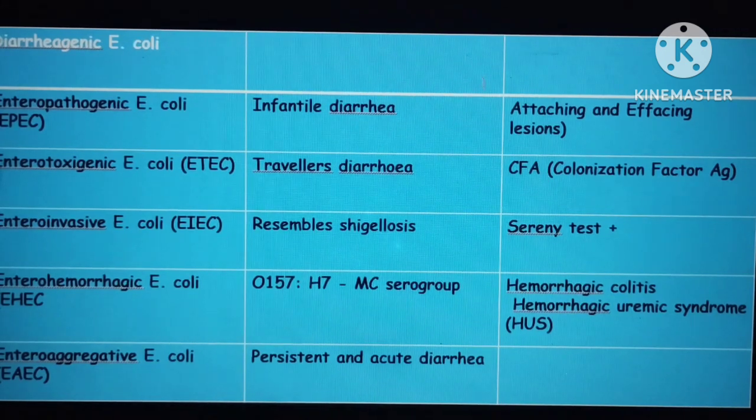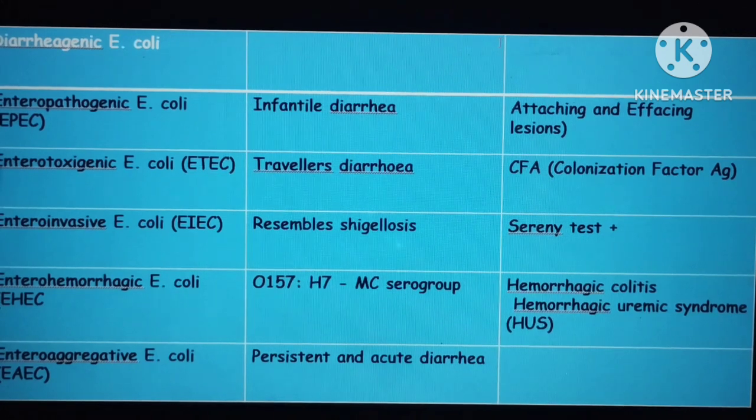I told you about diarrheagenic strains. Here, first, enteropathogenic E. coli causes infantile diarrhea. So P for pediatrics. It usually causes AE lesions, that is attaching and effacing lesions. Coming to enterotoxigenic E. coli, ETEC, it causes traveler's diarrhea. It is mainly by the colonization factor antigen. Enteroinvasive resembles shigellosis, and here the Sereny test is positive.